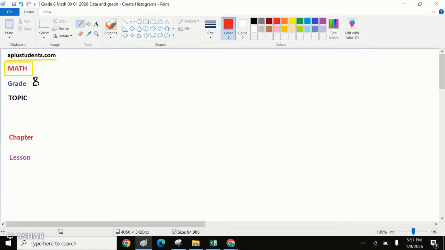And the topic for today is data and graph. So we will be looking at how to represent given data on a graph paper, okay? The chapter number is 24, and the lesson number is 11. And the name of the lesson is Create Histograms.